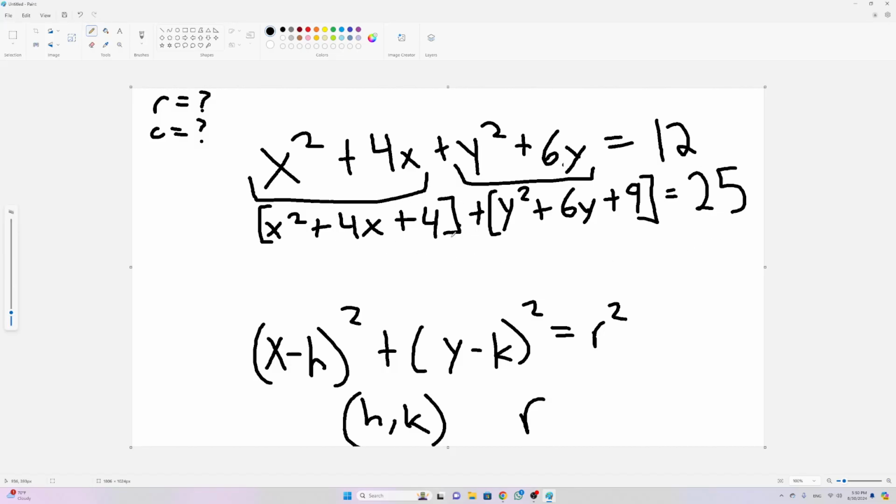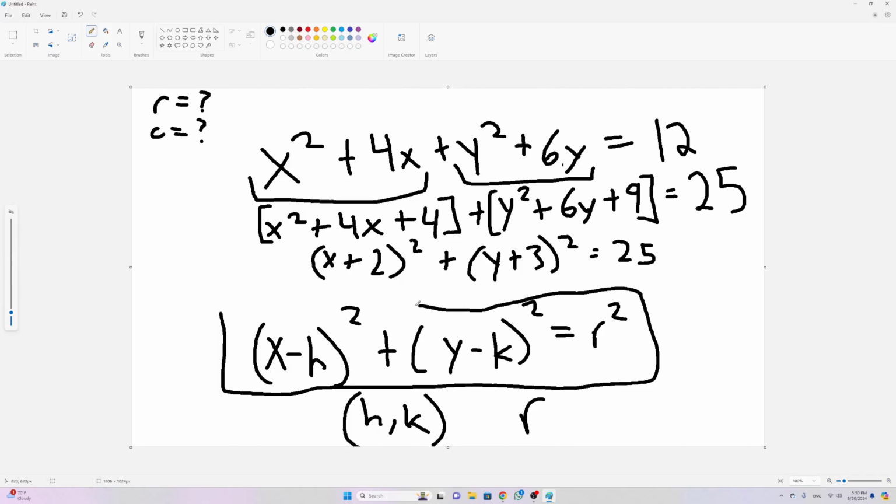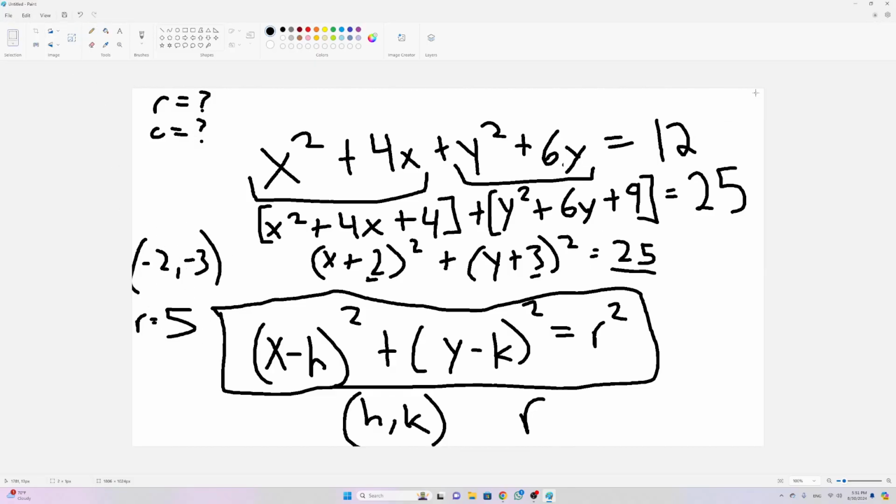Okay, and now because we completed the square, these are going to factor nicely. So we'll have (x + 2)^2 + (y + 3)^2 = 25, right? And from here, we can see that we have pretty much exactly the form we need to find what we want. So we'll know that the center is going to be (h, k), so it's actually the opposite of these two values. So (-2, -3) is our center. And our radius is the square root of 25, which is just 5. Okay, so the radius is 5, and the center is (-2, -3).